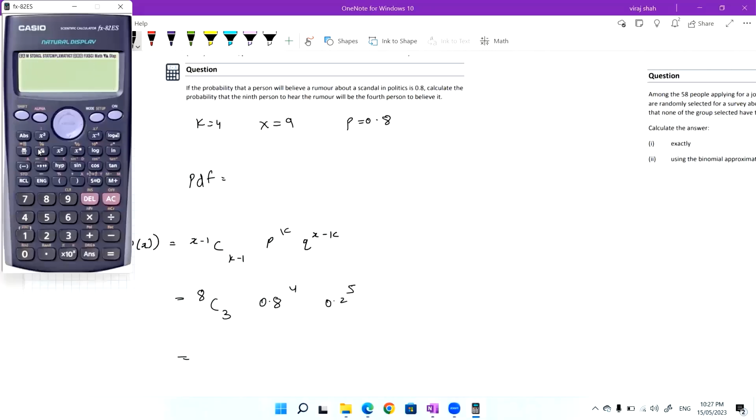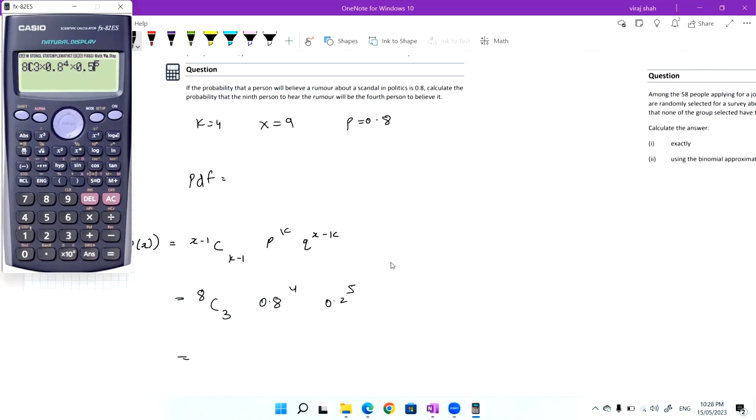So it's 8C3, shift and C. It's not 0.8, it's 8, sorry. 8C3 multiplied by 0.8 raised to 4, multiplied by 0.2 raised to 5, which is 0.7168. But that's it. That's your answer.